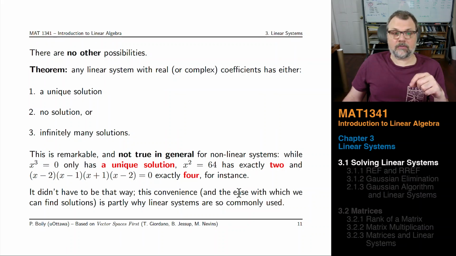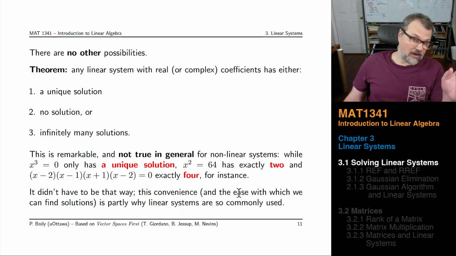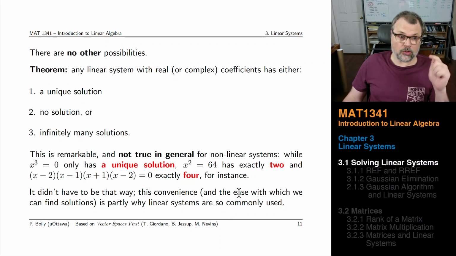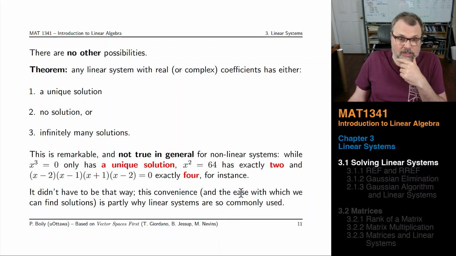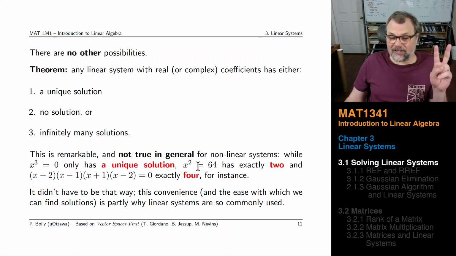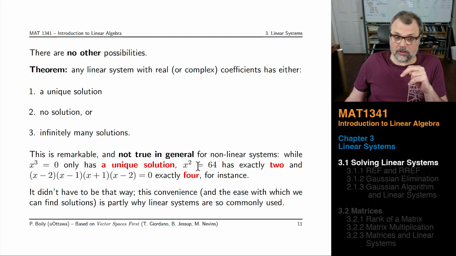Any linear system with real or complex coefficients, although we're not going to talk about complex numbers here, either has a unique solution or no solution or infinitely many solutions. And that's a remarkable result, because if you have nonlinear systems, that isn't true in general, right? The equation x cubed equals 0 only has one solution, x is equal to 0. x squared equals 64 has exactly two solutions, minus 8 and plus 8.